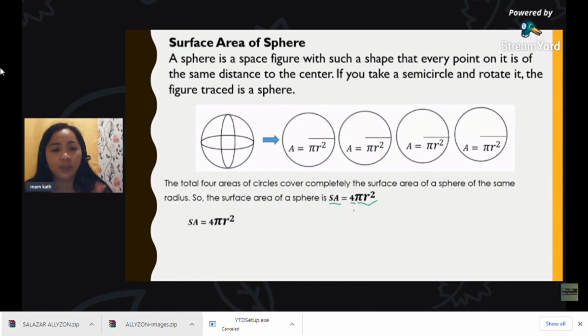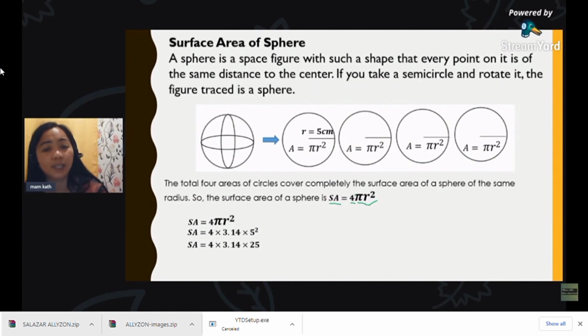Now, let's say for an example that the radius of this sphere is 5 centimeters. So we have 4 times 3.14 times 5 squared. And that is equal to 4 times 3.14 times 25. Therefore, the surface area is 314 centimeters squared. So that is the surface area of the sphere.